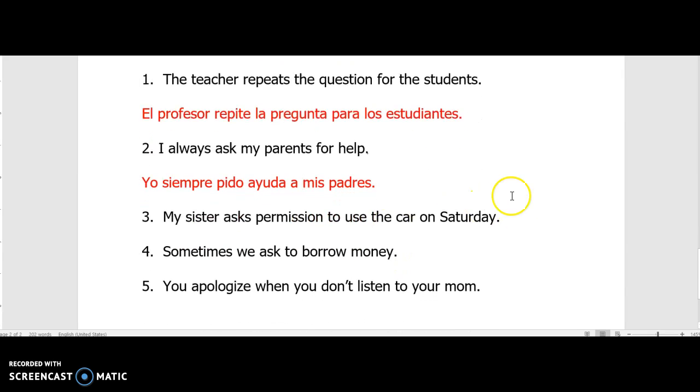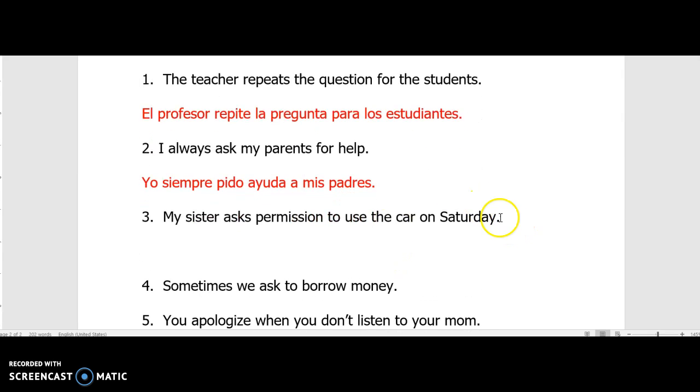My sister asks permission to use the car on Saturday. So my sister, mi hermana, asks. So there's pedir. We're going to change the E to I. Pide permiso to use, usar, the car, el carro, on Saturday. When things happen on a day of the week, remember, we don't use en, we use el sábado. Okay?